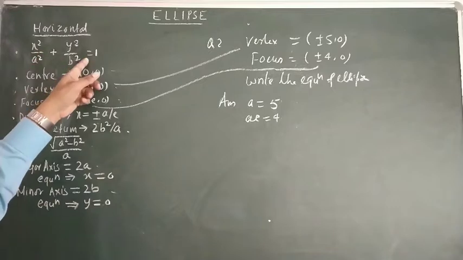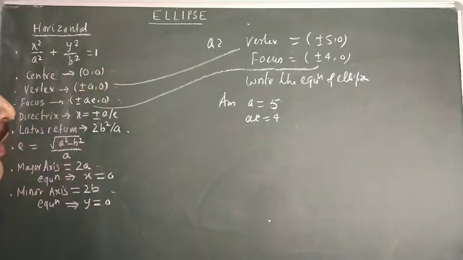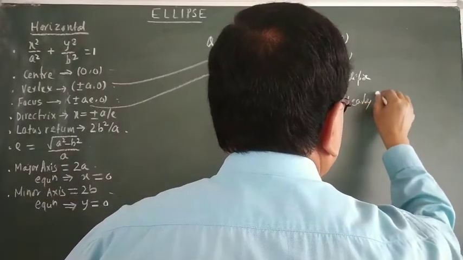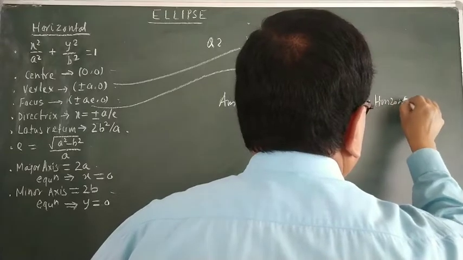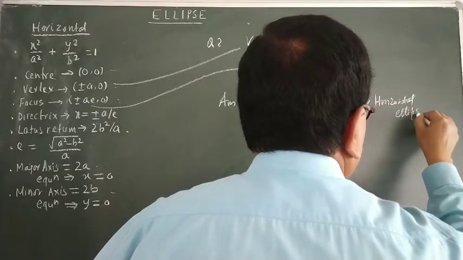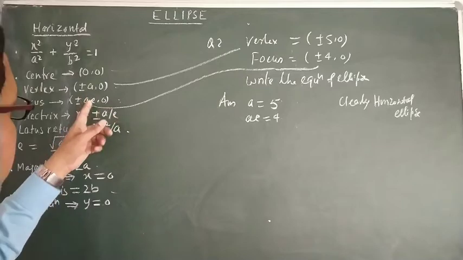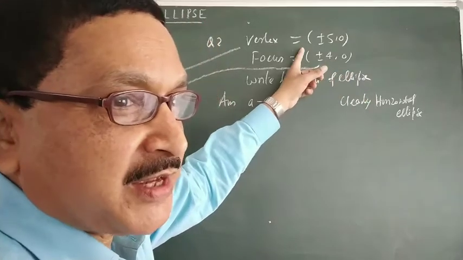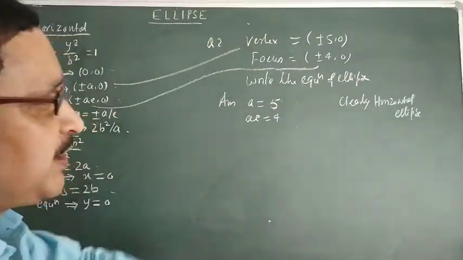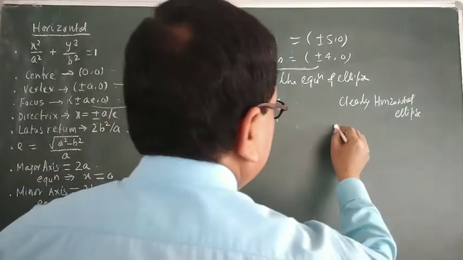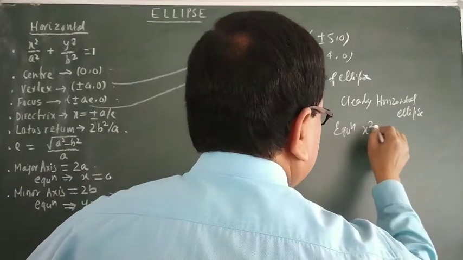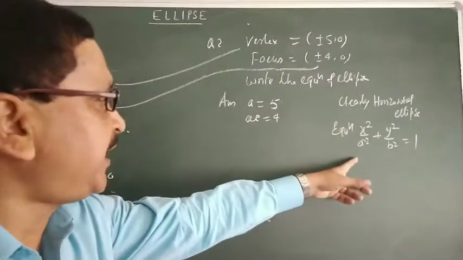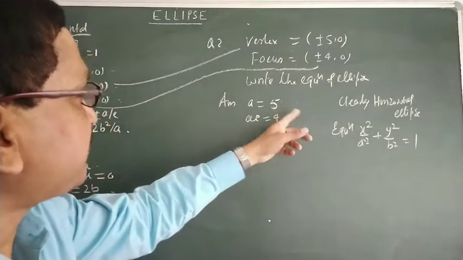Our equation is x square by a square plus y square by b square is equal to 1. Clearly horizontal ellipse. In horizontal, plus minus, the second one will be 0. The abscissa exists, ordinate will be 0. So this is clearly horizontal ellipse. So the equation will be x square by a square plus y square by b square is equal to 1. We need a and b to write the equation. A is given but b is not given.